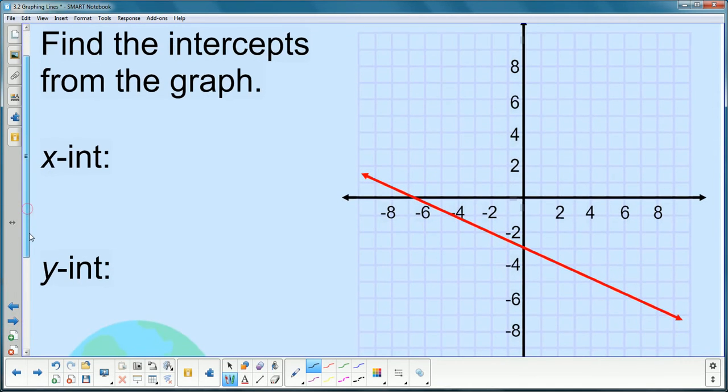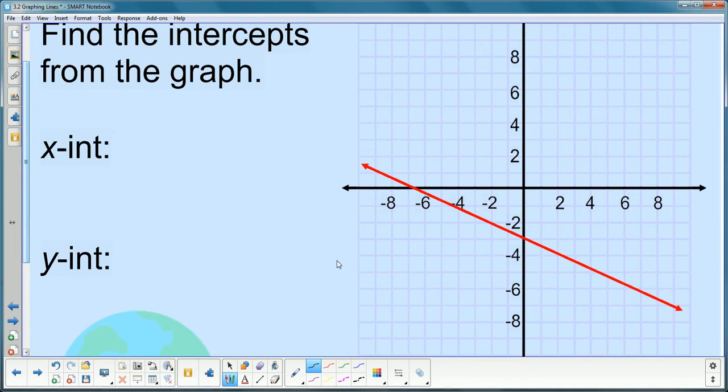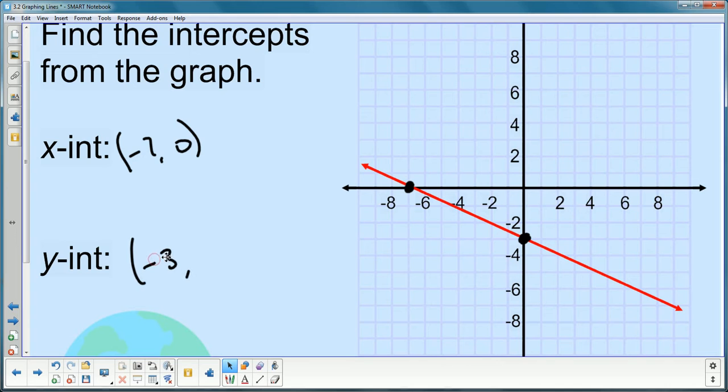So looking at our graph, we can also find our x and y-intercepts if we're given our graph. This is a little bit backwards, but just to identify, I cross my x-axis right here and my y-axis right here. So for my x-intercept, I have an x value of -7 and a y, remember, is always 0. For my y-intercept, I'm down 3, so I'm going to be at -3 for the y value, which means I need to have 0 for the x. So 0, -3 is your y-intercept.